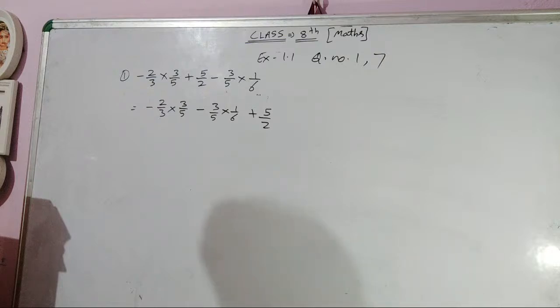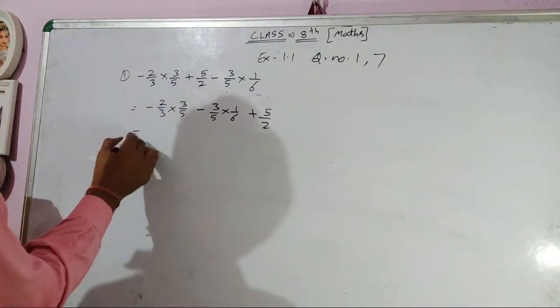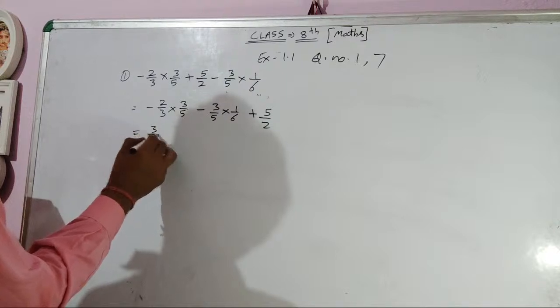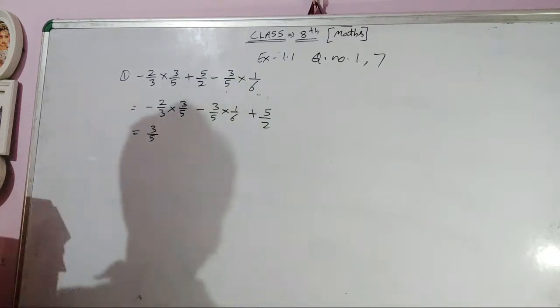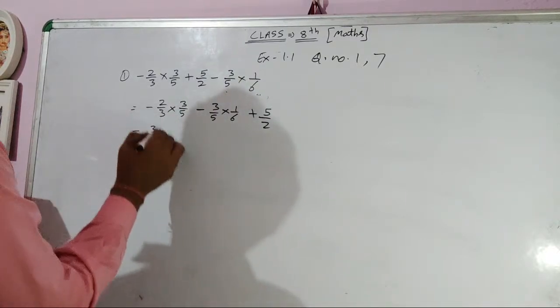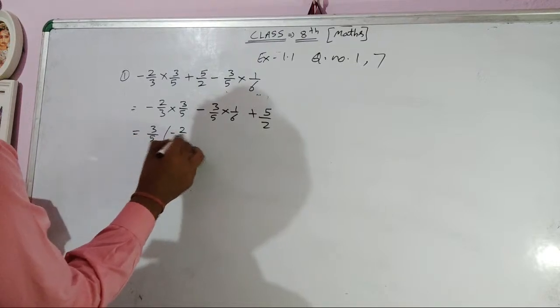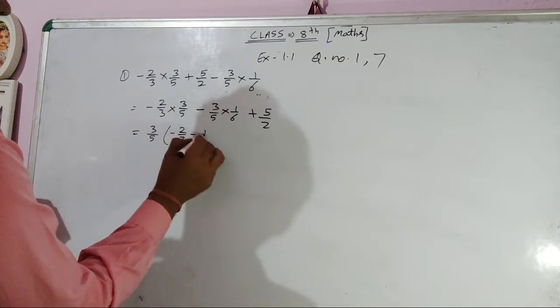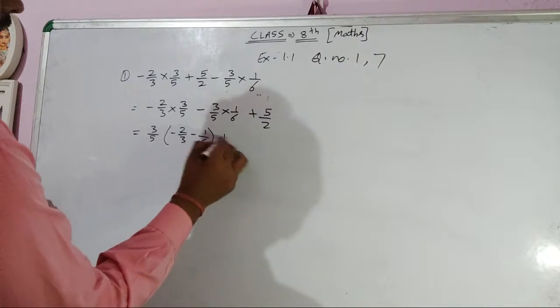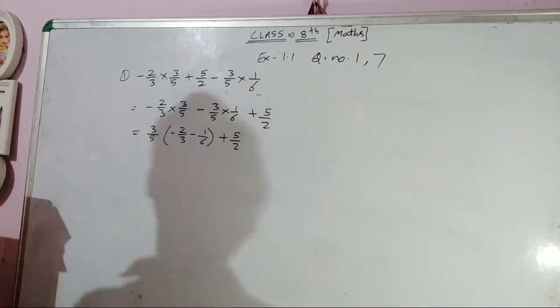Now I can take 3 upon 5 as common. So taking 3 upon 5 as common, we have minus 2 upon 3, minus 1 upon 6, and plus 5 upon 2. If I take 3 upon 5 as common, then I'll have which numbers? Minus 2 upon 3 and minus 1 upon 6, right?